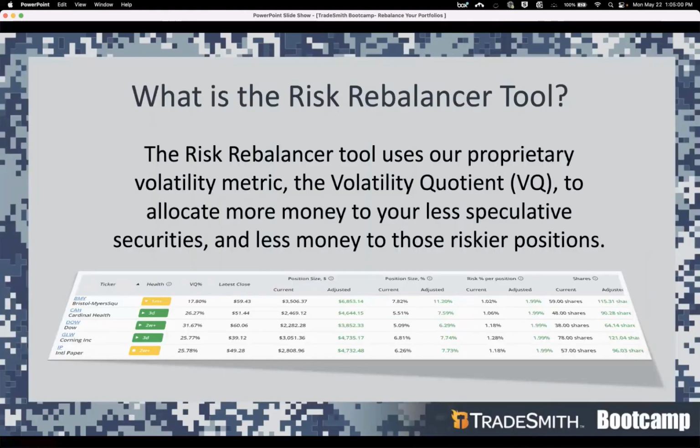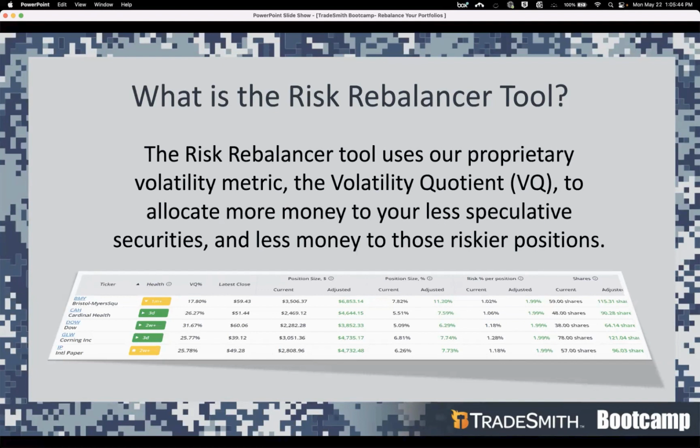So what is the Risk Rebalancer tool? The Risk Rebalancer tool takes a portfolio of securities and rebalances available capital among the component stocks. This tool can also rebalance a portfolio of cryptocurrencies. Today, we're just going to focus on stocks. It does use our proprietary volatility metric, the volatility quotient, the VQ, to allocate more money to your lower risk positions and less money into riskier positions. So this tool does consider the VQ of each of your positions and your available trading capital to adjust your position sizing based on equal risk parity.